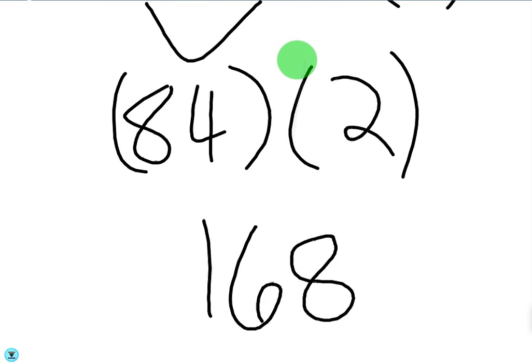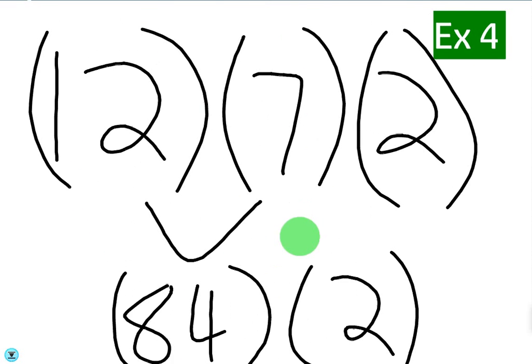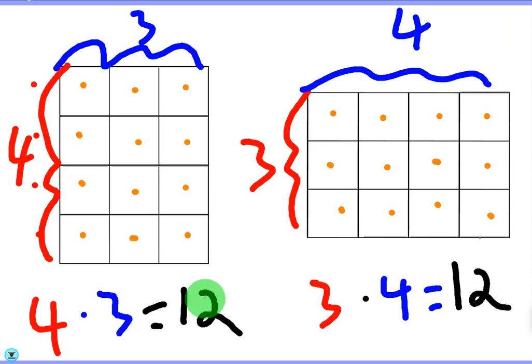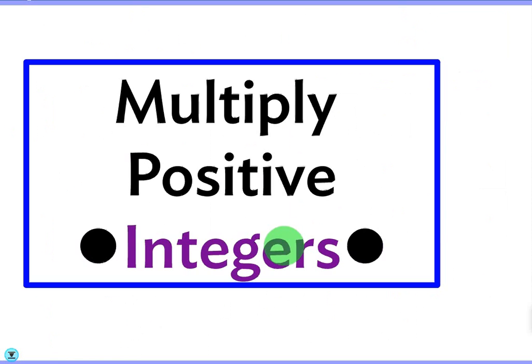That's it for this lesson. It's very quick. Like I said, it's just a review. Just remember that a positive times a positive is a positive. If you have any other questions about multiplying positive integers, let me know.